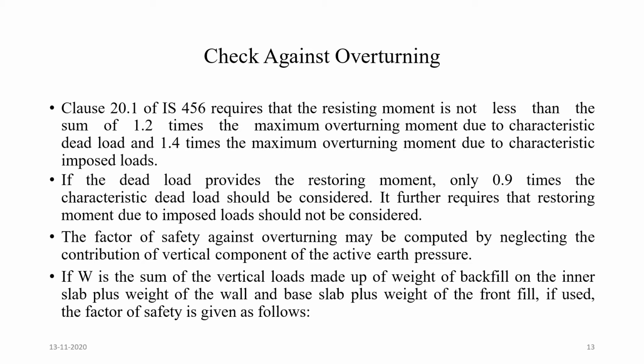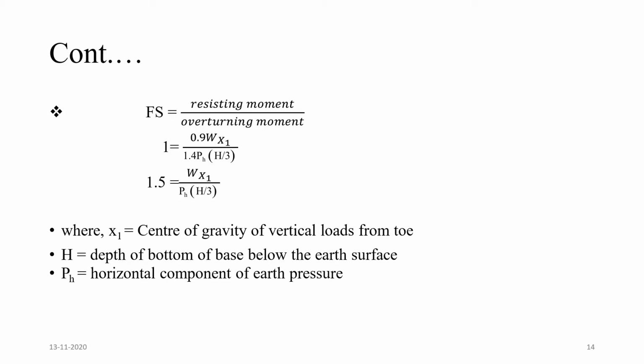The factor of safety against overturning may be computed by neglecting the contribution of vertical components of the active earth pressure. If W is the sum of vertical load made up of weight of backfill on the inner slab plus weight of the wall and base slab plus weight of the front fill, the factor of safety is given as follows.